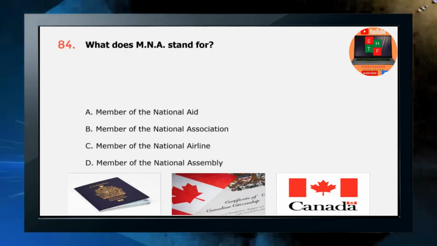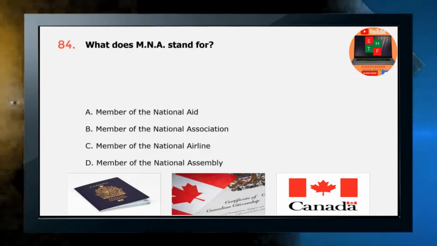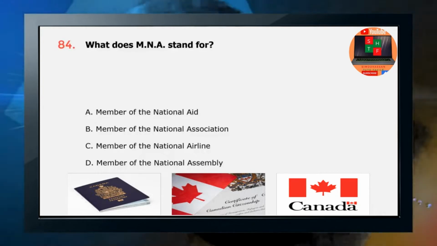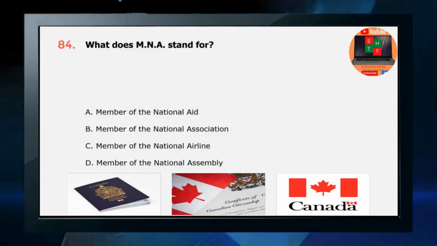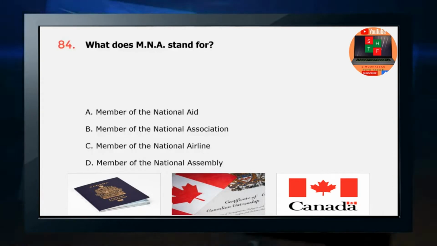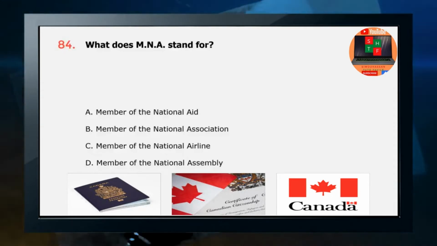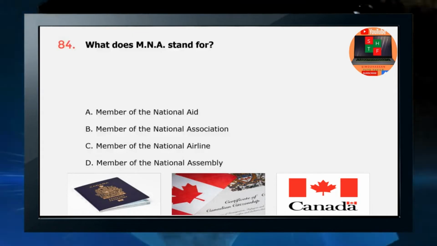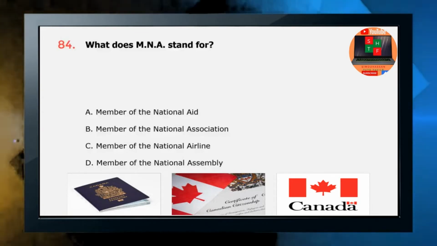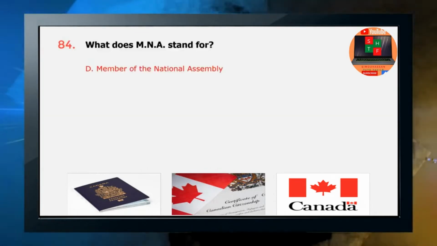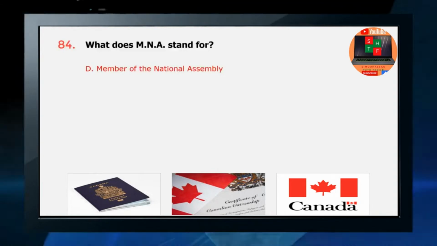Question 84. What does MNA stand for? A. Member of the National Aid. B. Member of the National Association. C. Member of the National Airline. D. Member of the National Assembly. The answer is D. Member of the National Assembly.